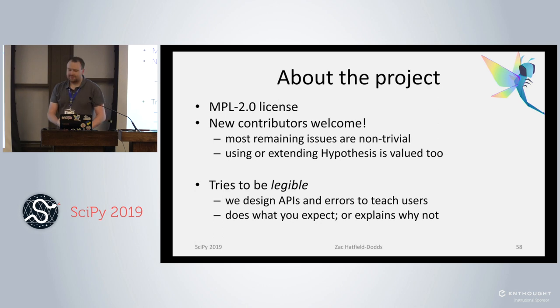And then final stuff. We're under the Mozilla Public License version 2.0, which basically means you can use it with stuff that does not need to be open sourced, but if you modify hypothesis itself, that has to be open source.